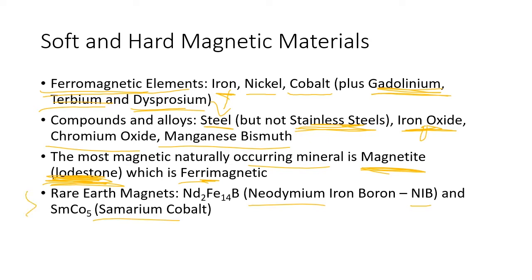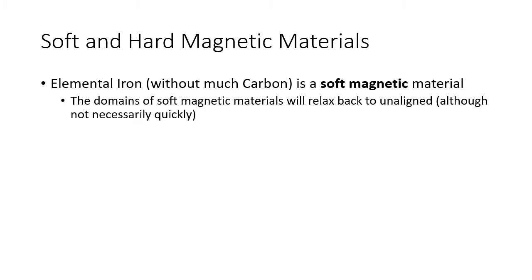These are the super duper magnets that we all like to play with, much better than any of these things. Then soft and hard magnetic materials, just iron. So just iron, the element, is ferromagnetic. Well, it has to be because it's named after iron. But it's a soft magnetic material.